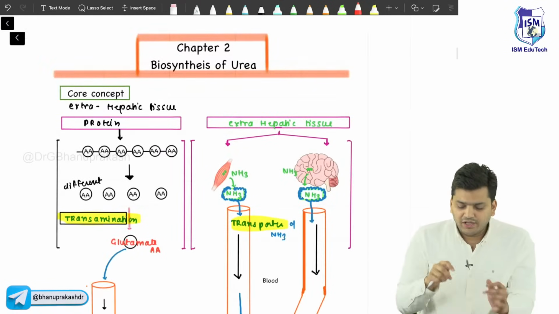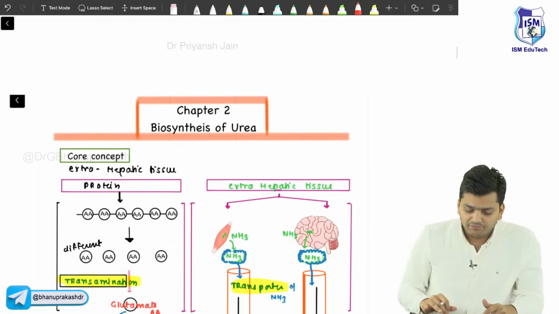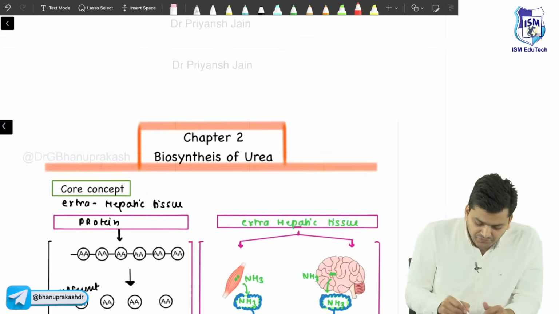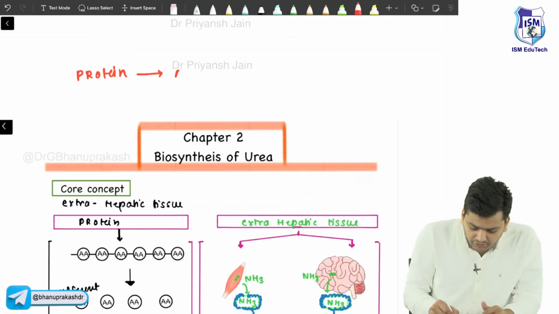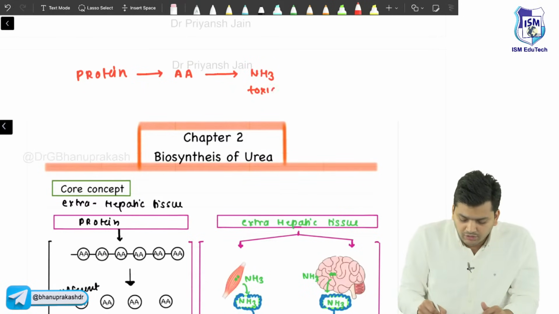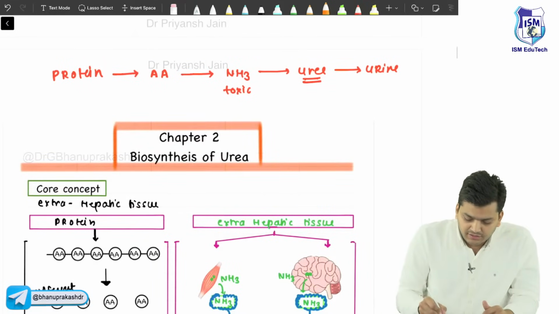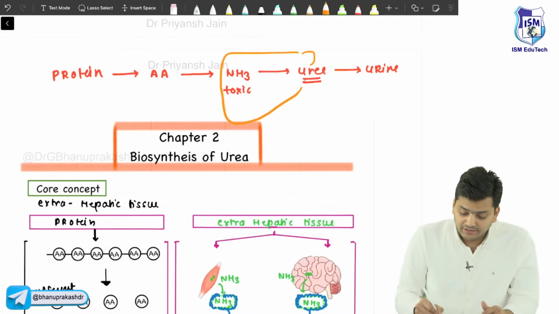Now, here we are going to discuss the biosynthesis of urea. First, we need to understand why we are synthesizing urea. Whatever protein we are eating, that protein will break down into amino acids. This amino acid will further break down into ammonia. Now the problem is ammonia is a very toxic molecule. So we need to convert that into urea, and this urea will be excreted out in the urine. So this is why we want to synthesize urea. This conversion of ammonia to urea can occur only in one organ, and that is the liver.